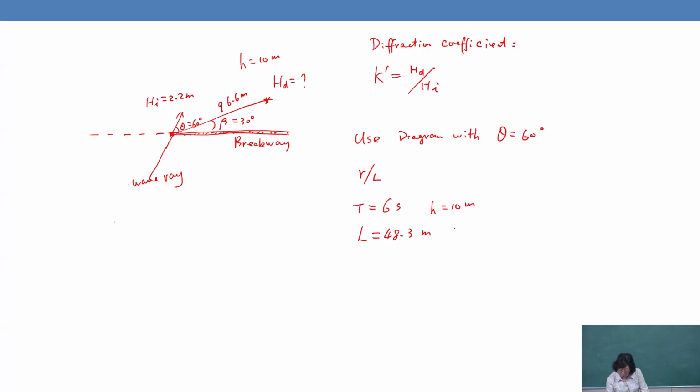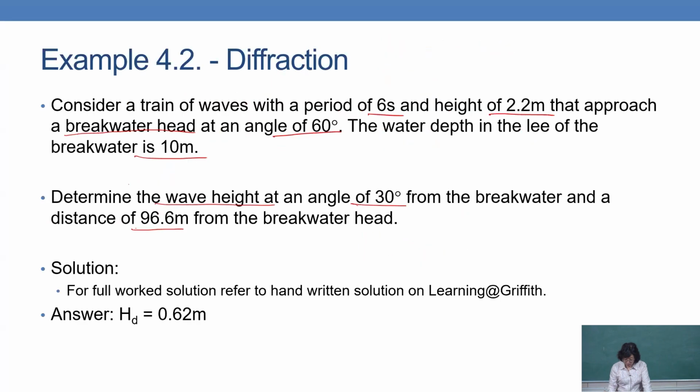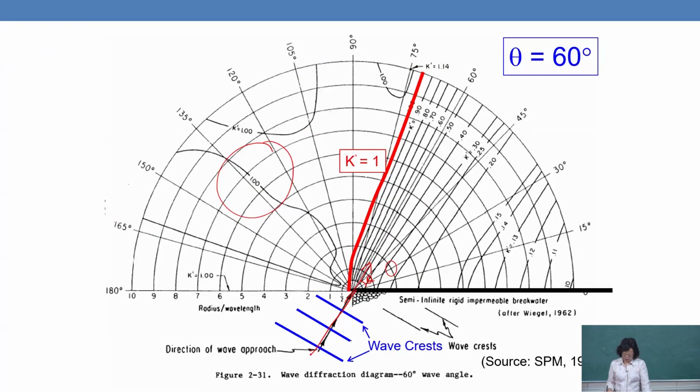But then we will be able to find out what is R over L, which is 96.6 over 4, which is a 2. So that distance is 2. Now we go back to the diagram. So we know that is a 30 degree, that's on this line. And that is a 2.